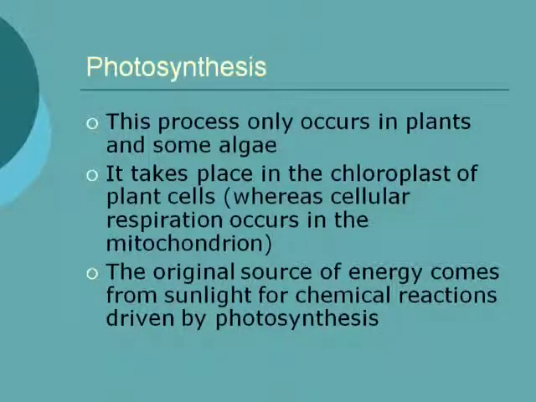So photosynthesis, this is the process that only occurs in plants and in some algae. It takes place in the chloroplast of plant cells, whereas cellular respiration occurs in the mitochondria. The original source of energy comes from sunlight for chemical reactions driven by photosynthesis. Remember, animals eat food, but plants and algae have to use the sunlight to obtain solar energy to be able to convert that energy into chemical food.